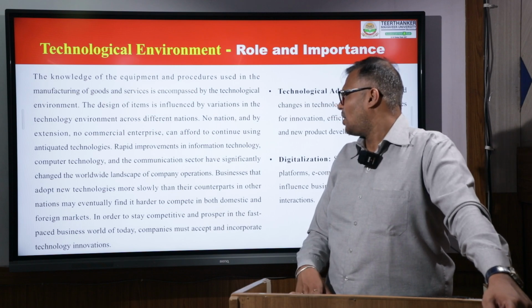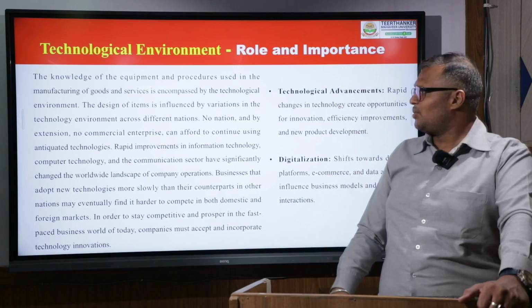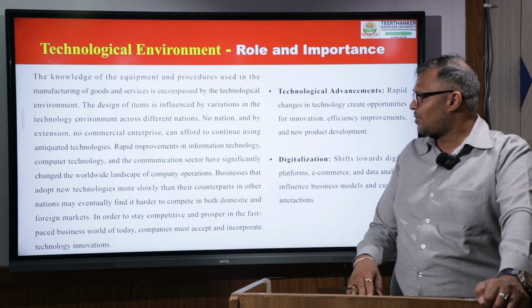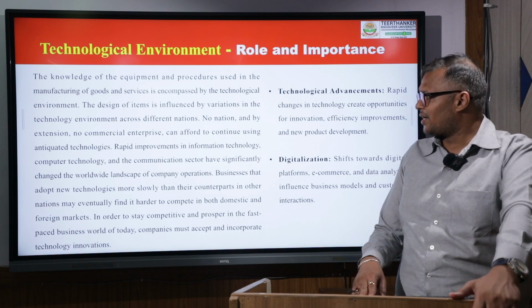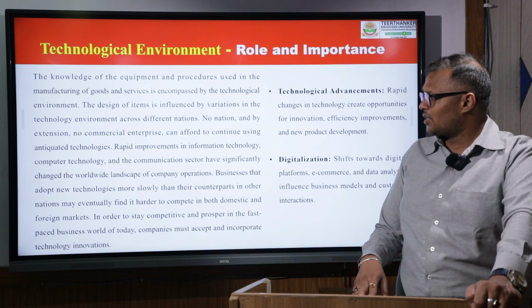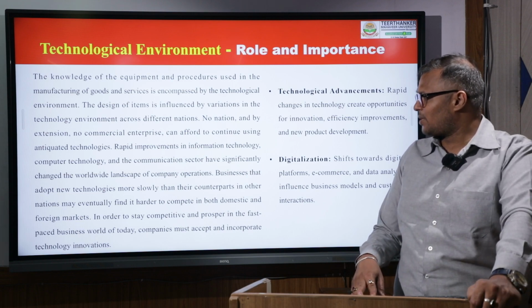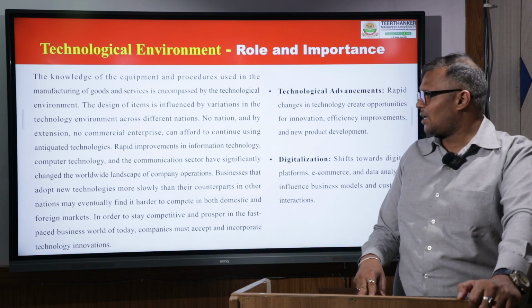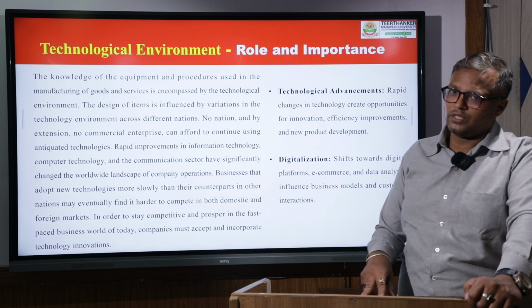No nation or commercial enterprise can afford to continue using outdated technologies. Rapid improvements in information technology or computer technology in the communication sector have significantly changed the worldwide landscape of company operations. Remember, businesses that are slow to adopt new technologies usually fall behind their counterparts in the nation and eventually find it harder to compete in both domestic and foreign markets. Therefore, to stay competitive and prosperous in the fast-paced business world, companies must accept and incorporate technology innovations.